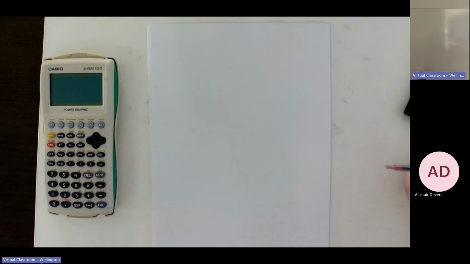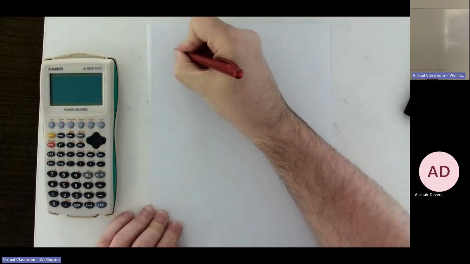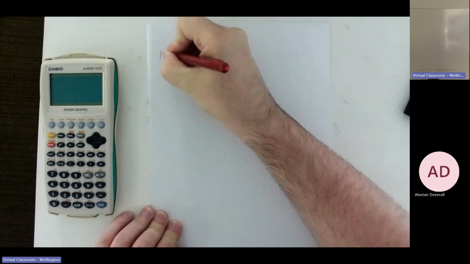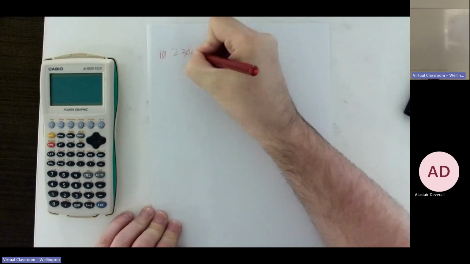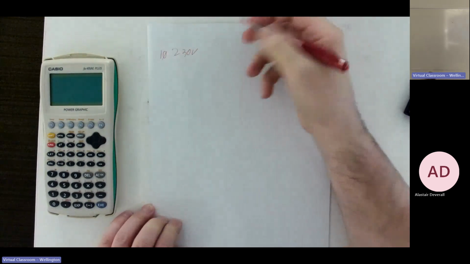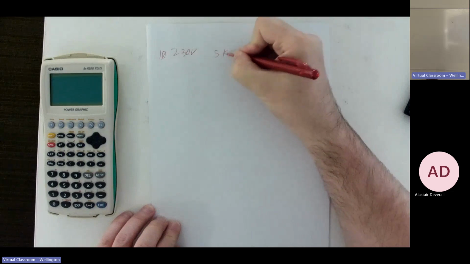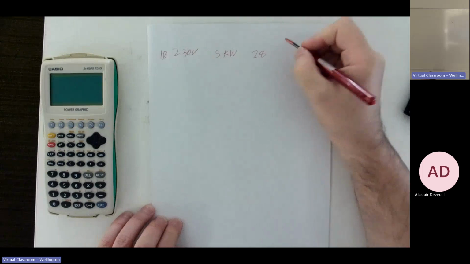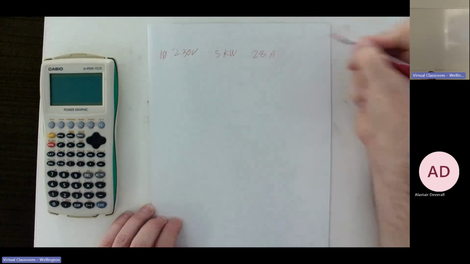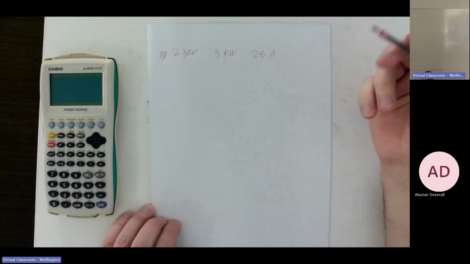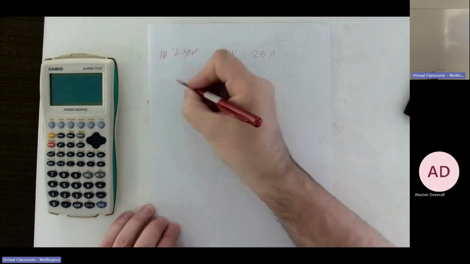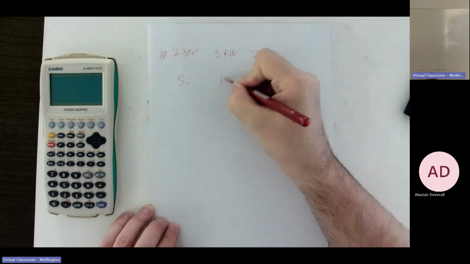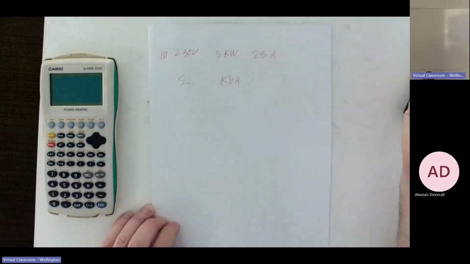Okay, so we're looking at a single phase, 230-volt motor, and it's got a 5 kilowatt rating and 28 amps from supply. So our first question is, what is S equal in kVA?